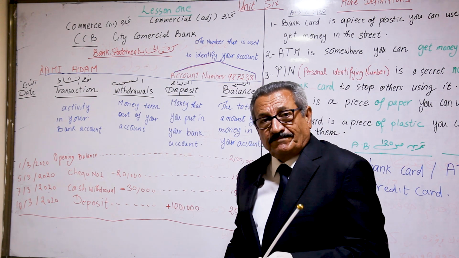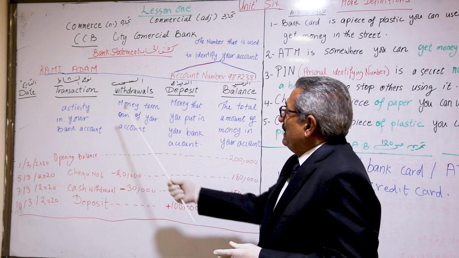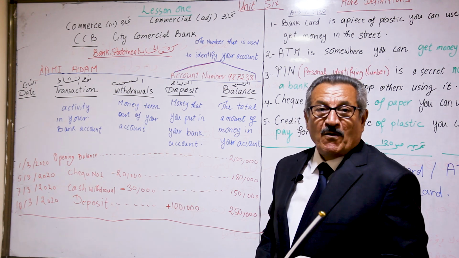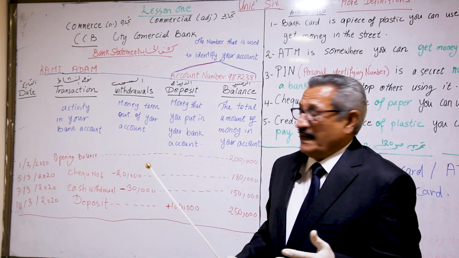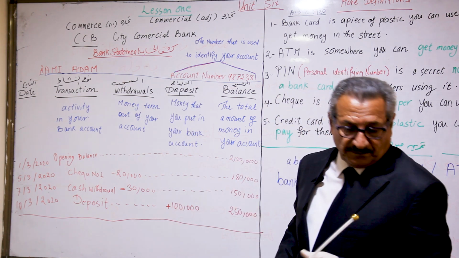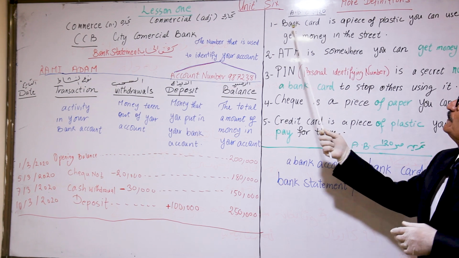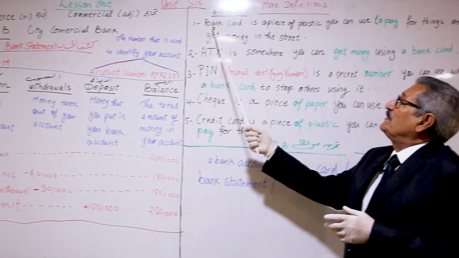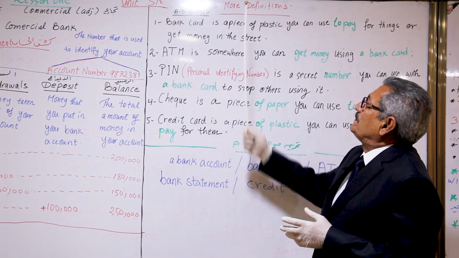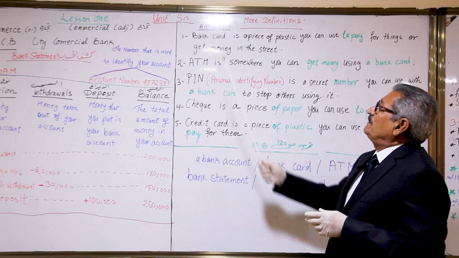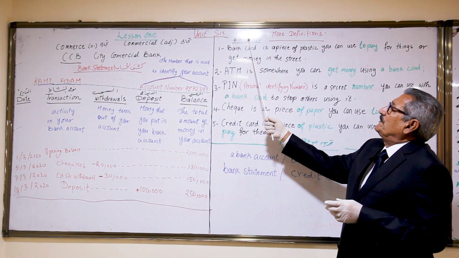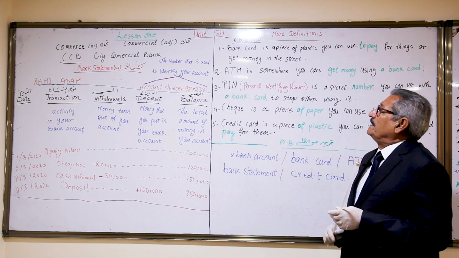This is lesson 1. In lesson 1, as well as these five definitions, we have more definitions that have relations with lesson 1. The first one, we have to know what is a bank card. What is a bank card? More definitions. And these definitions can be seen in activity book, exercise C, page 120.